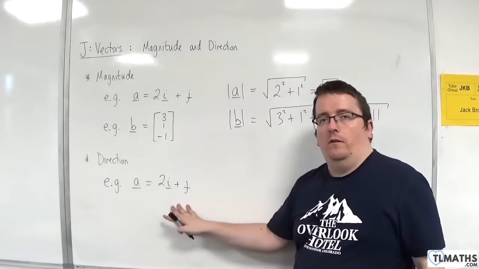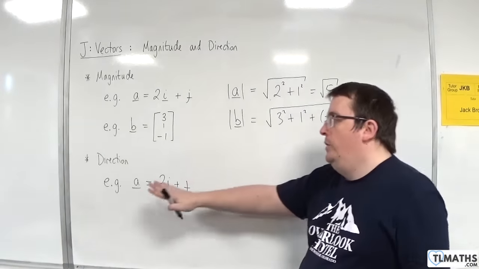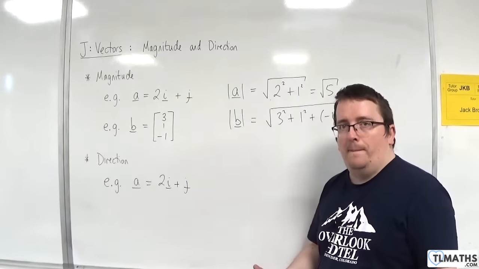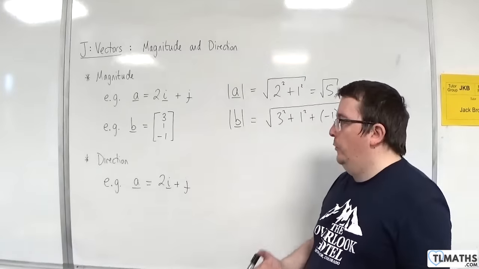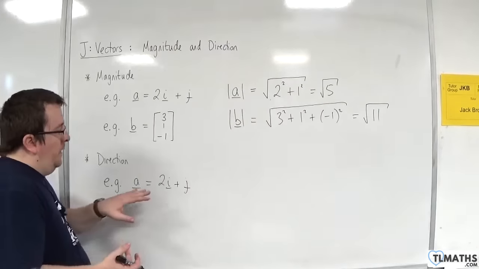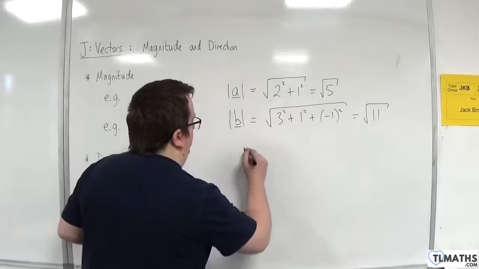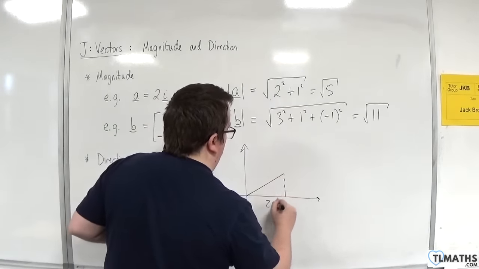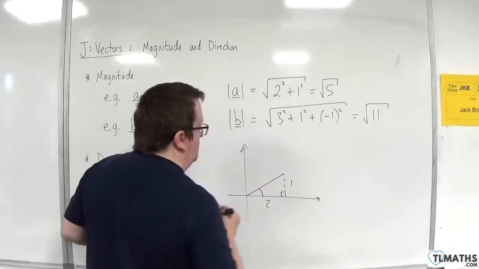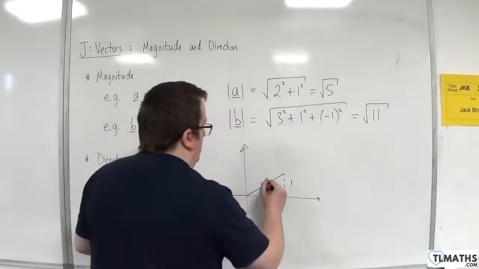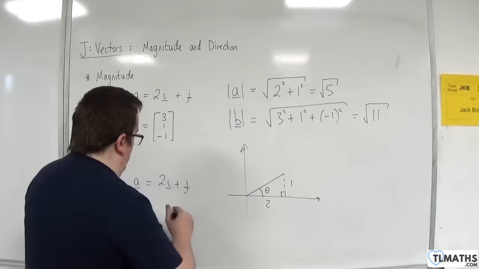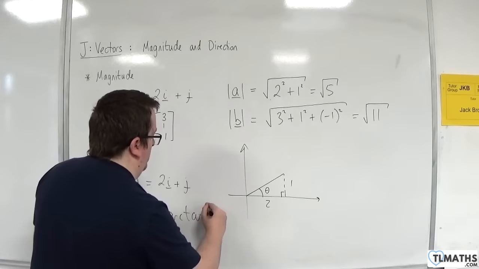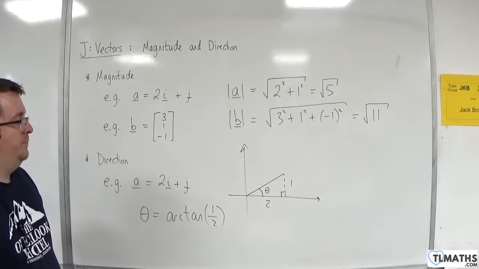Now, the direction of a vector. I would advise very strongly that you have a supporting diagram, so that you are showing what angle you are talking about here. When you do this, so 2 along, 1 up, it'll be something like that. So 2 along, 1 up. Now you may well find that angle there as the direction. So theta here would be arctan of 1 over 2, so opposite over adjacent.